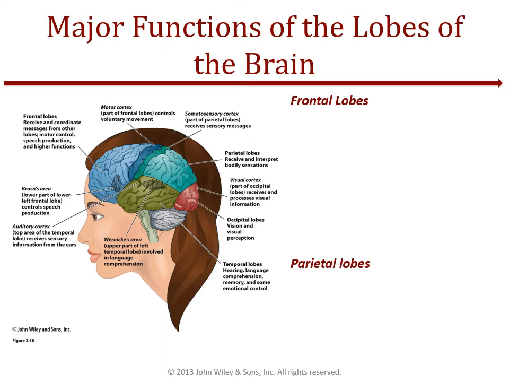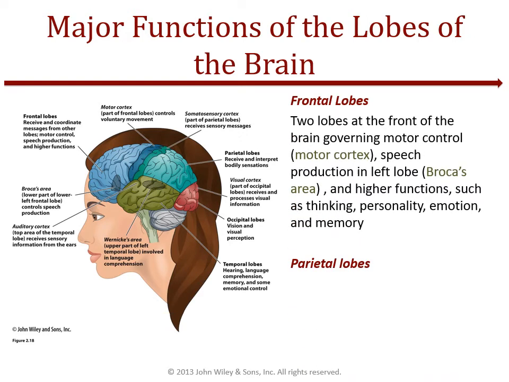Now, major functions of the lobes of the brain include our frontal lobes and the parietal lobes. Frontal lobes, the two lobes at the front of the brain, govern your motor controls, the motor cortex, as well as speech production within the left lobe, and that's also called the Broca's area. I call it the executor because it also deals with higher functions such as your ability to think, how your personality is constructed, your emotions and your memories.